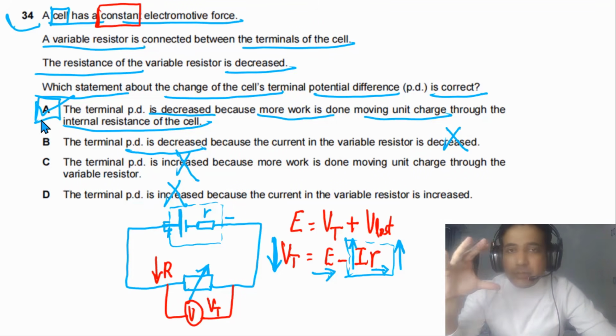A very nice question and a typical type of question. So you need to understand how to deal with this type of problem.